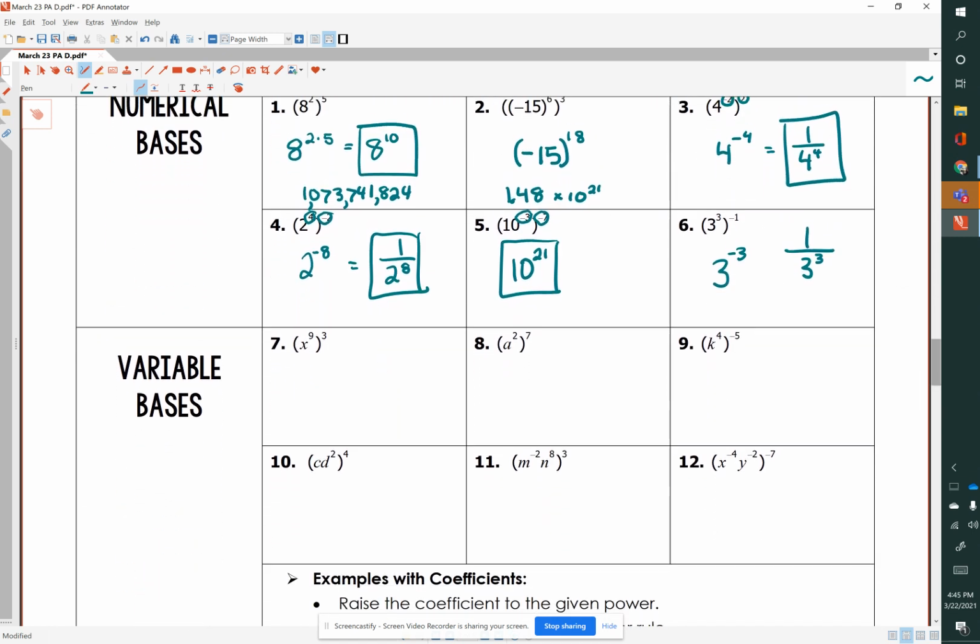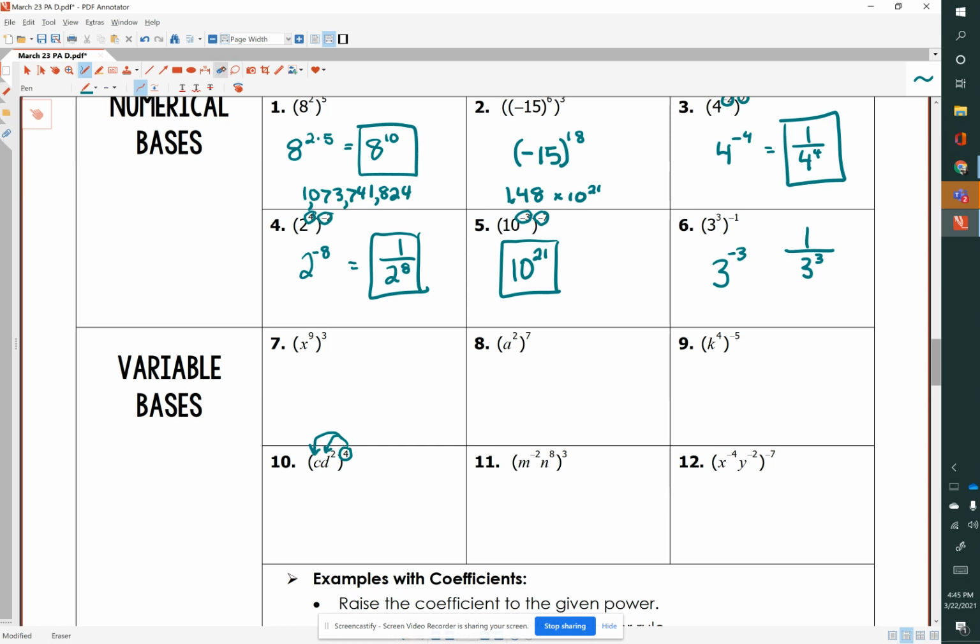Now, the rules are exactly the same with the variable bases. What you want to watch out for, though, is the exponent on the outside. We'll look at number 10 here. The exponent outside the parentheses applies to every letter and every number in the parentheses.